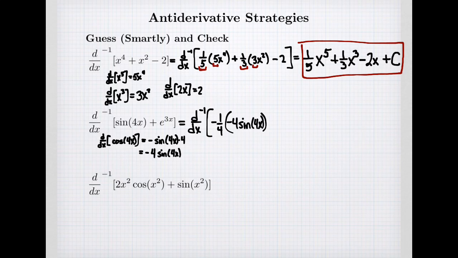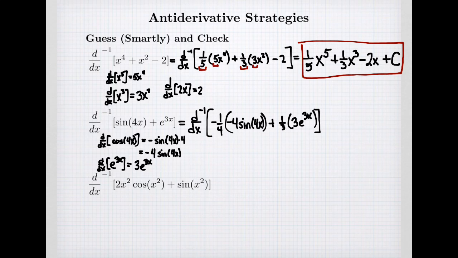The second term I need to look at is e to the 3x. Well, what gives me a derivative of e to the 3x? E to the 3x comes from the derivative of e to the 3x itself. I would have gotten e to the 3x times the derivative of 3x, so that's 3 e to the 3x. And notice I'm missing the 3. So I multiply by the inverse of 3.